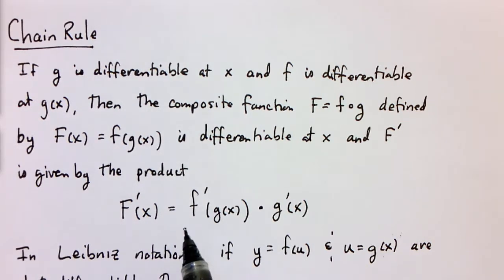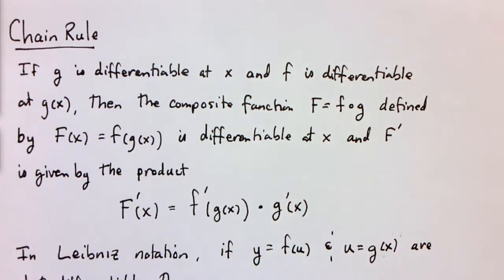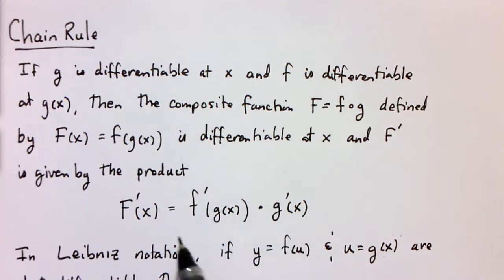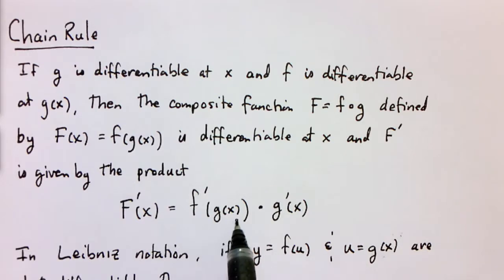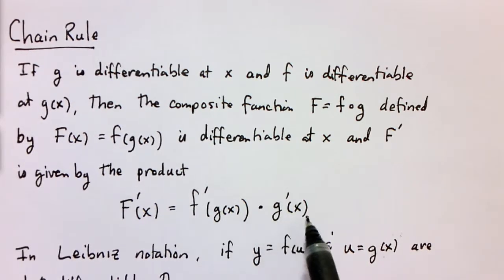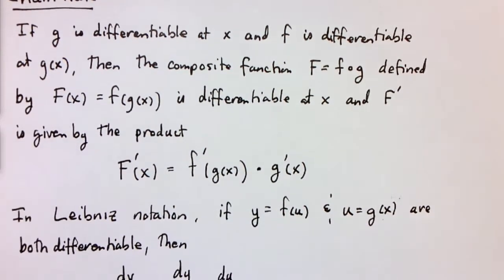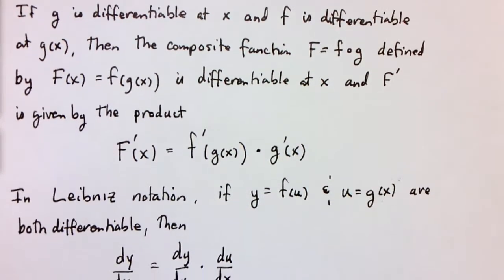I need to take the derivative of f. Now remember, f is the last function we apply, multiplied by the derivative of g. We could read this as the derivative of f evaluated at g of x times the derivative of g of x. This will make more sense as we go forward here. We're just kind of getting the statement of the theorem.